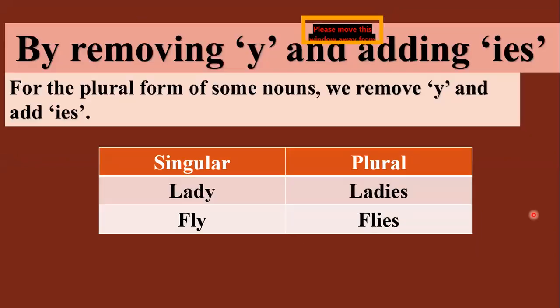Okay, let's move to the next one. By removing y and adding ies, now write this with the black pen, and under that write this sentence: for the plural form of some nouns, we remove y and add ies, and then give examples, singular, plural, draw a column for 3 lines, and write these examples.